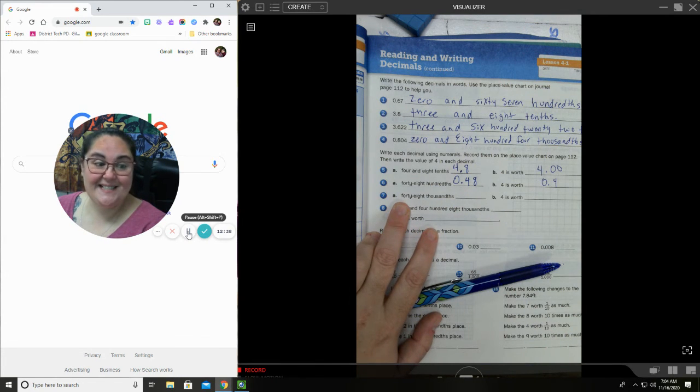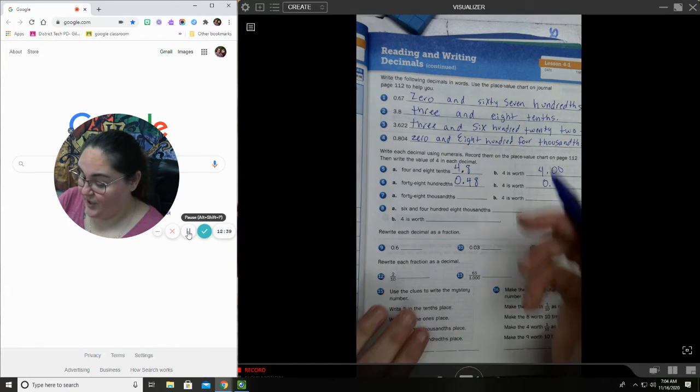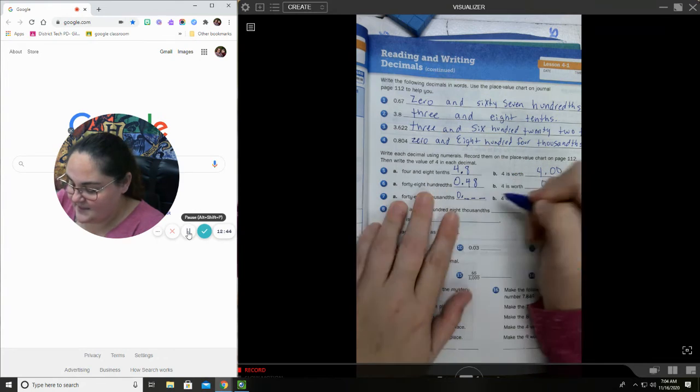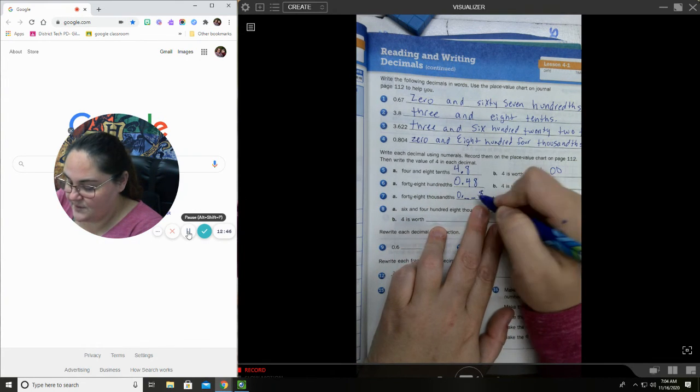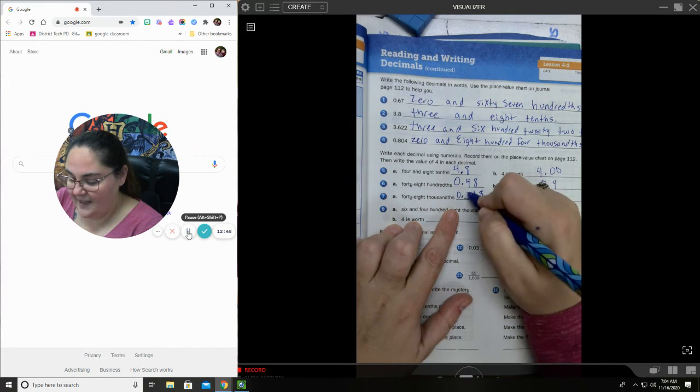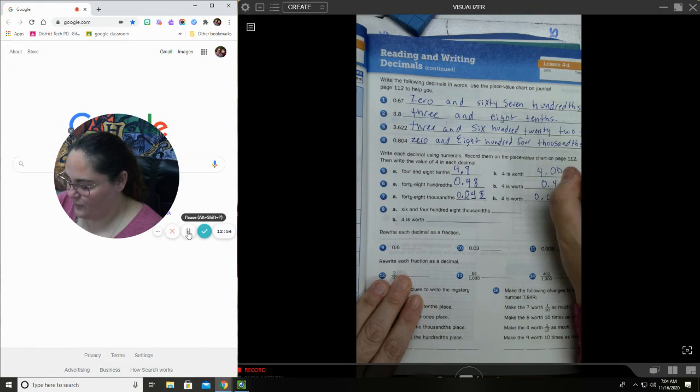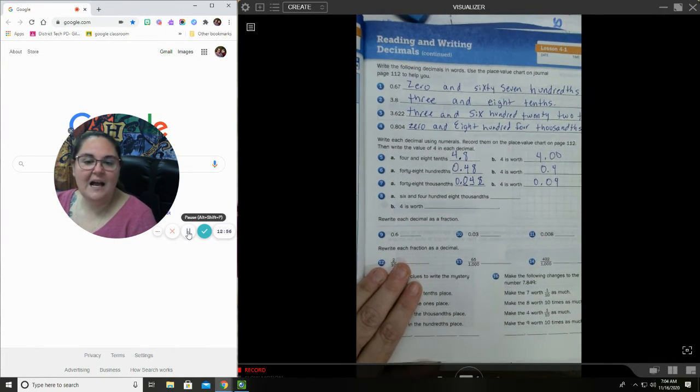48 thousandths. All right, here you go. You should have had 0 here. Tenths, hundredths, thousandths. That's my thousandths, so that's where my 8 goes. My 4 goes there, and I have an empty space, so I have to do a 0. All right, my 4 is worth 0.04. That is what it's worth, 4 hundredths.